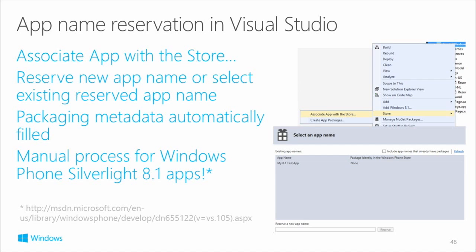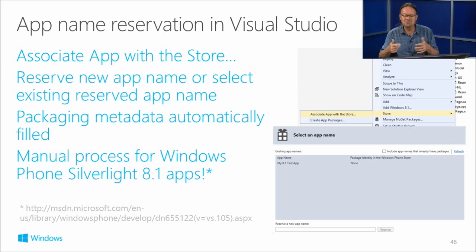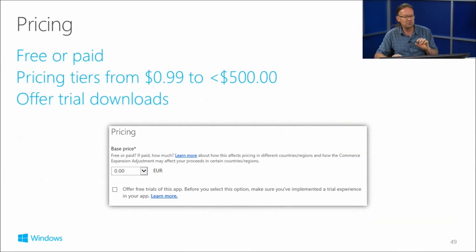So if you end up building an app and you reserved a name and then you throw it away because it's rubbish, and you start a whole new project and you build it up and you go into Store, Associate App with the Store, you can select the same name you've already reserved before, because it's like you're starting over. Or you can create a new one, reserve a new one, like with just entering one at the bottom there. It is a manual process for Silverlight 8.1 apps, which I will show you.